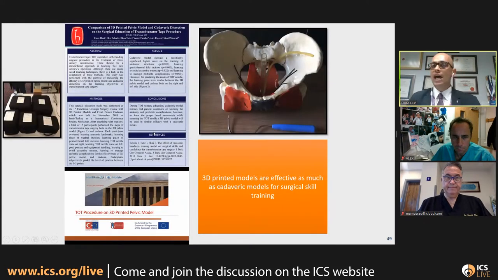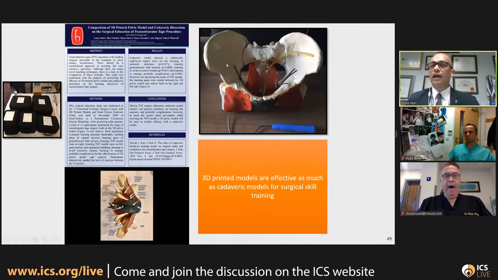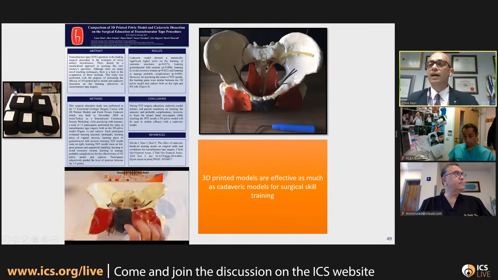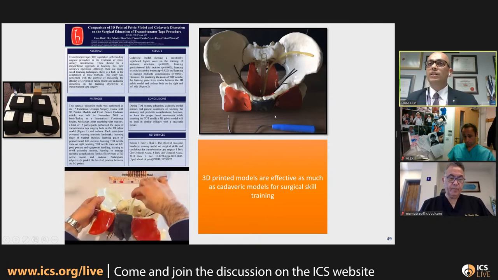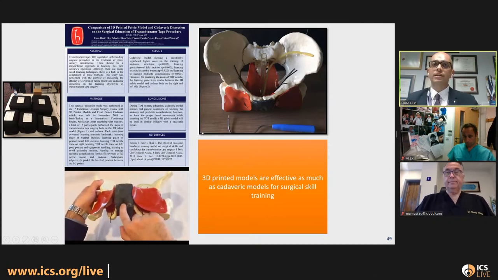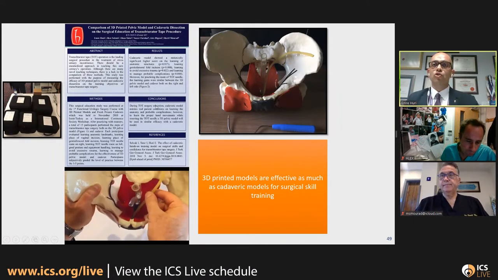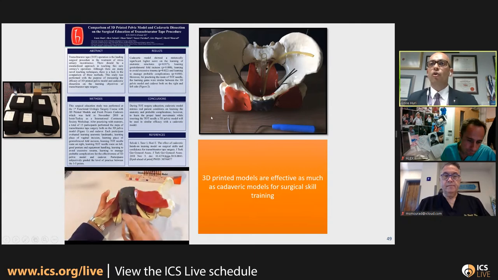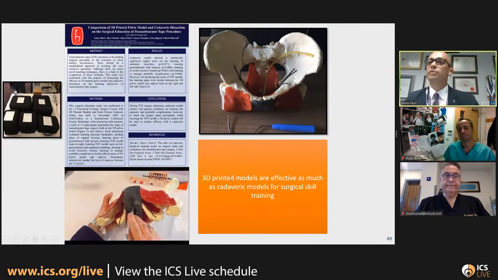Following the cadaveric surgery, I would like to stress the importance of the 3D printed pelvic models. These models are created from patient-specific data, and all materials were medical 3D printed, and this trial showed us a comparison of the cadaveric and the 3D printed model for the TOT procedure.